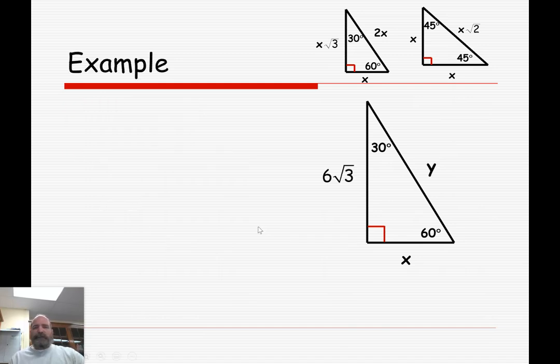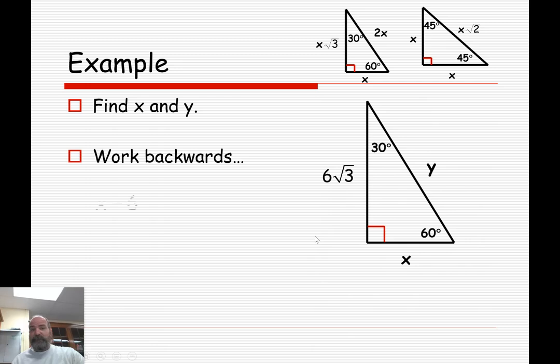Okay, again, maybe write this one down. It's still not too hard, I don't think. Some of you might get it like that, but they give me the short side. They were nice, and they gave me a square root of 3. So I know that x, the short side, is just 6. And then what would y be? Double the short side, so 12.